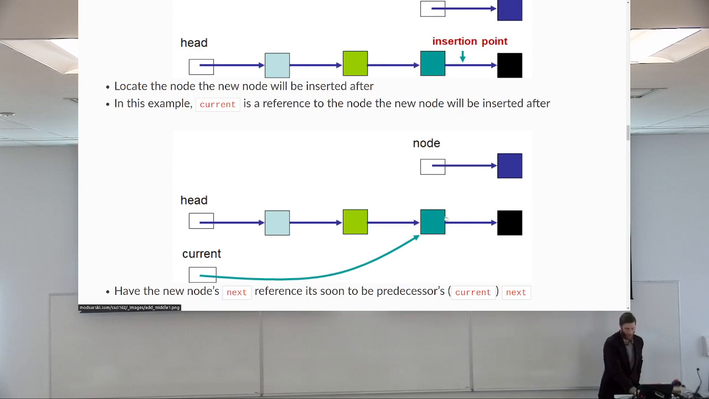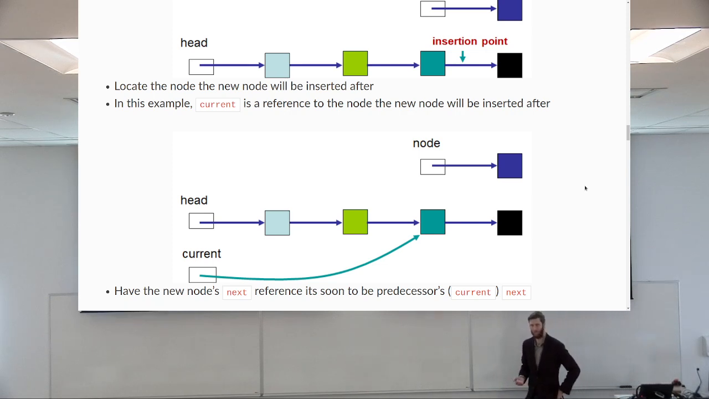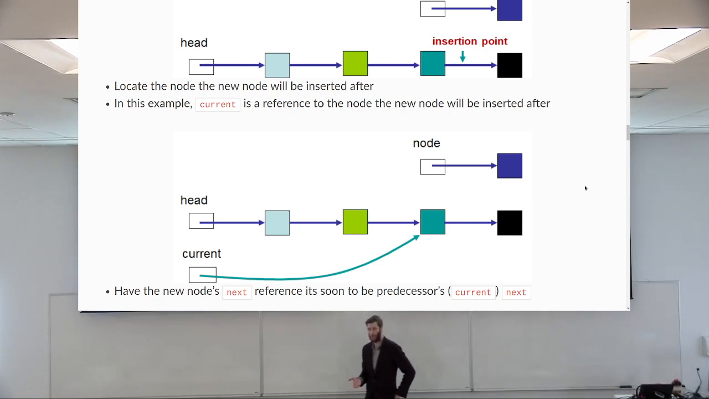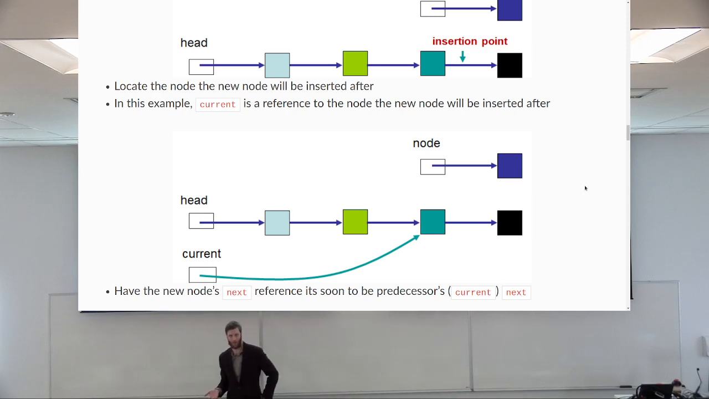If we did this by saying, okay, current, your next references node, right? This arrow would then point to the blue one. But the problem is, nothing would be pointing to the black one. Meaning, we've lost reference to the black one.